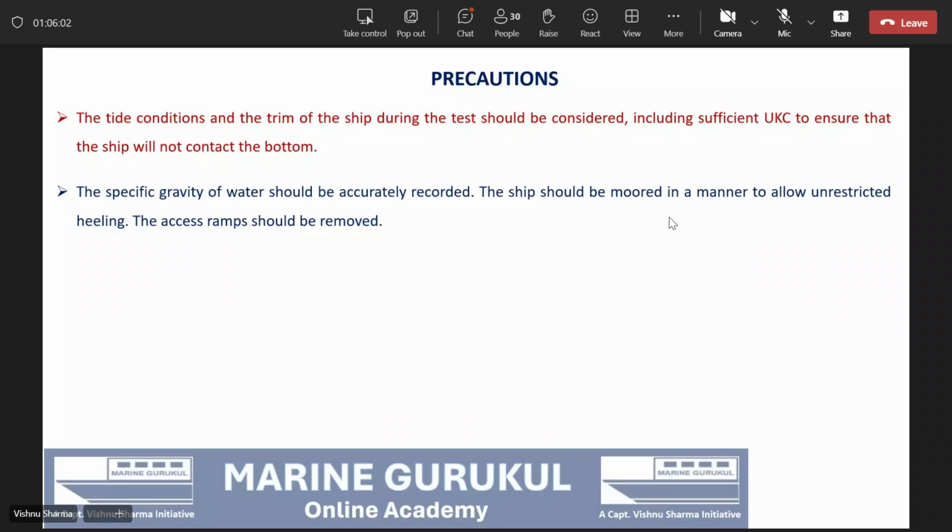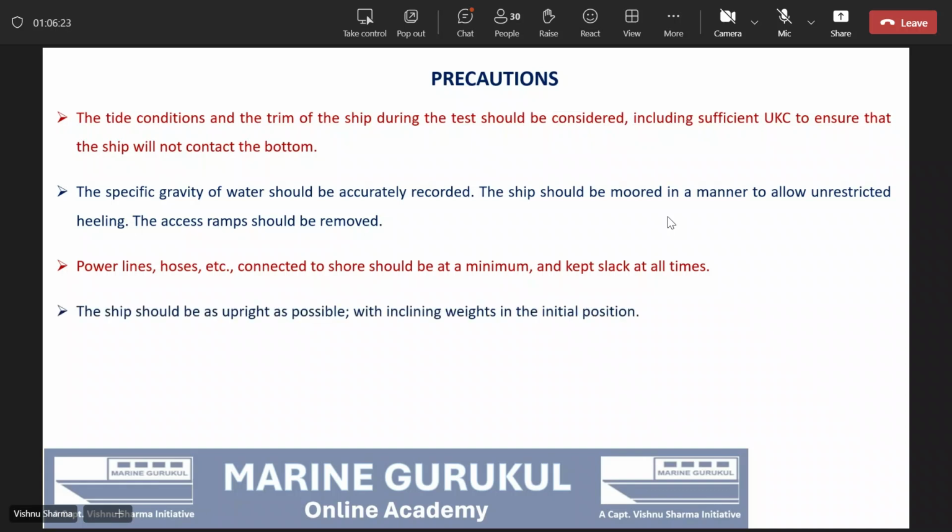Specific gravity, that is the density of the seawater, should be accurately recorded. The ship should be moved in a manner to allow unrestricted heeling. The gangways or access ramps should be removed. Power lines, hoses, etc. connected to the shore should be kept to minimum and must be slack, not to hamper the heeling of the ship. The ship should be as upright as possible with inclining weights in initial position.